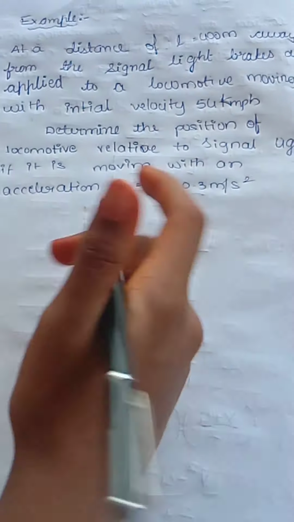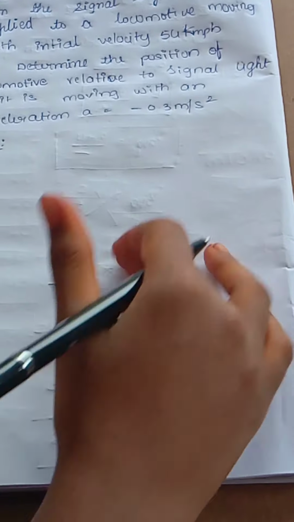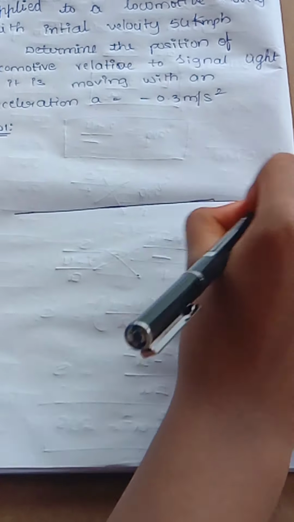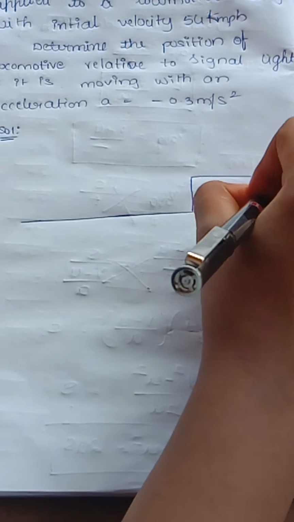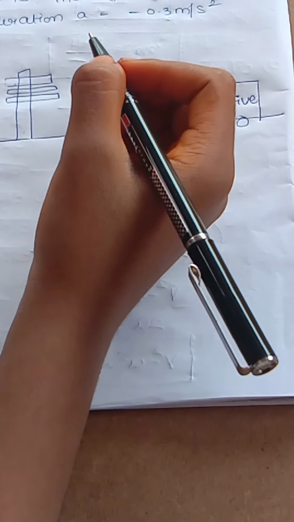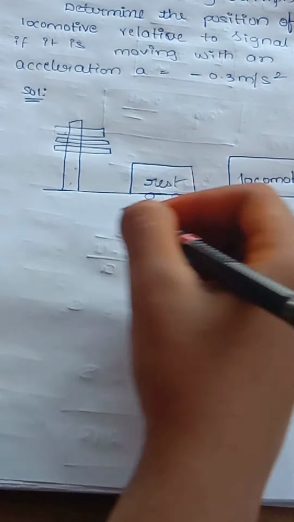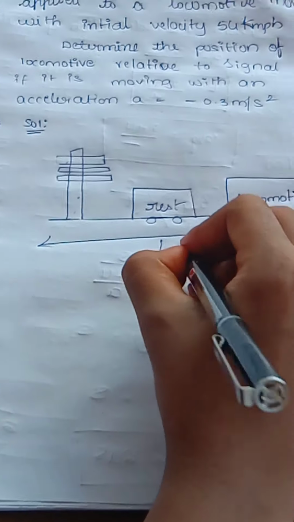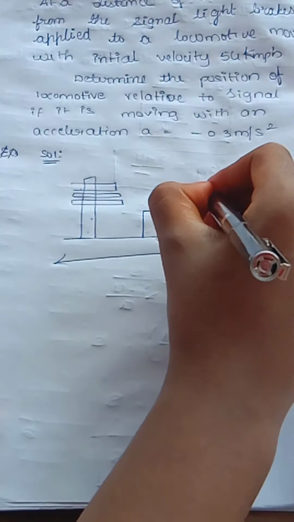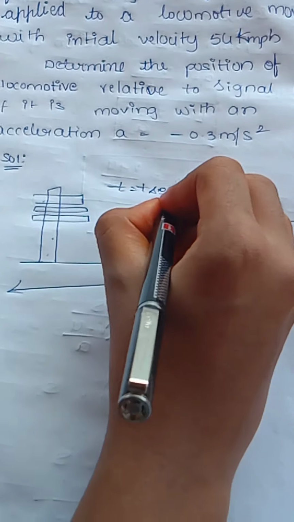Now we solve this problem with a picture. Solution. This is a road. Here is a locomotive. This is the signal light. After some time it will be at rest. So this total length is 400 meters. This locomotive is traveling with initial velocity 54 km per hour for a time of t seconds.